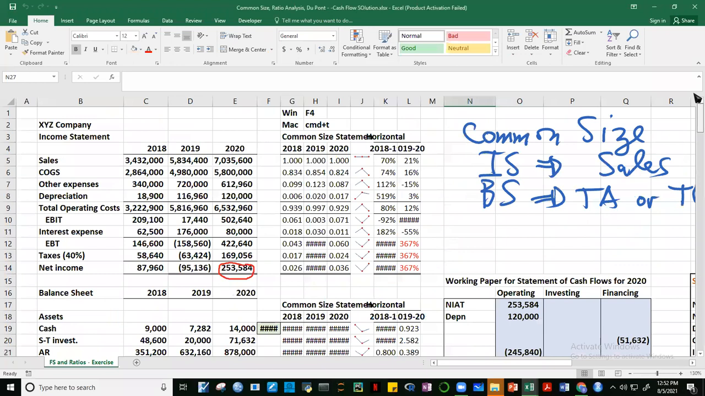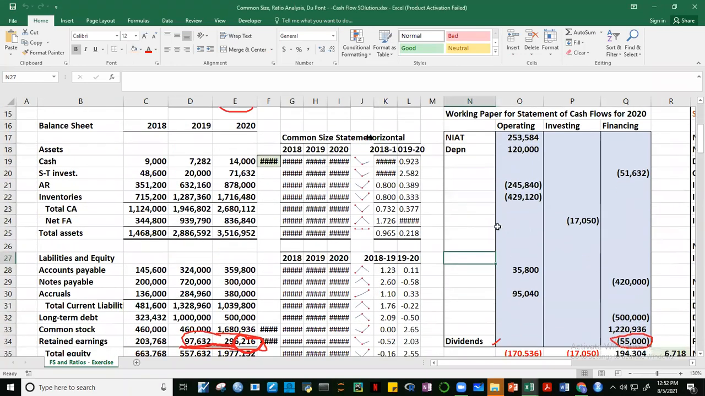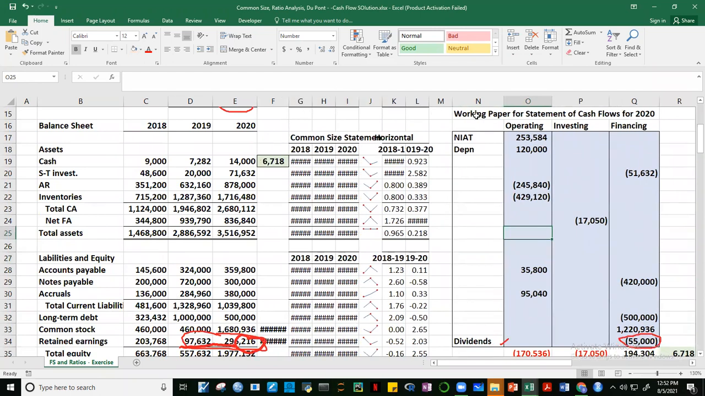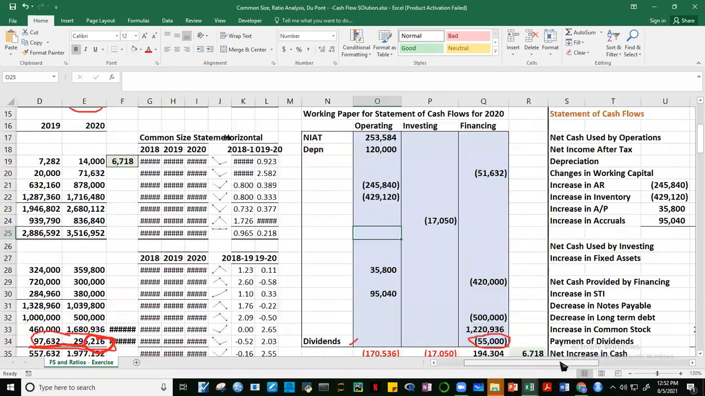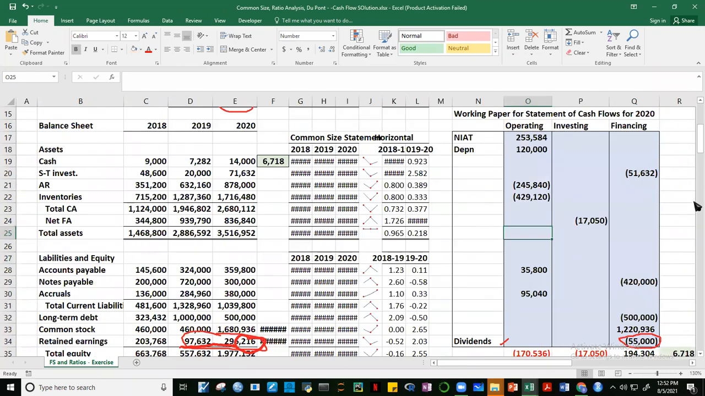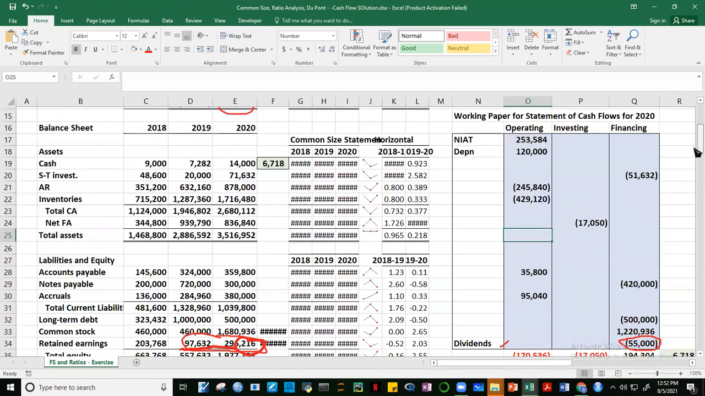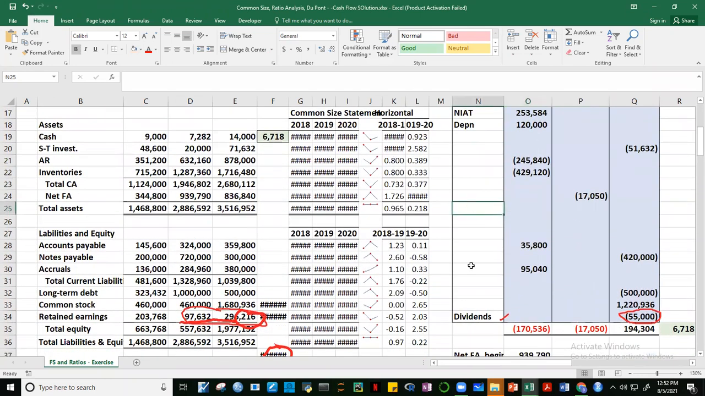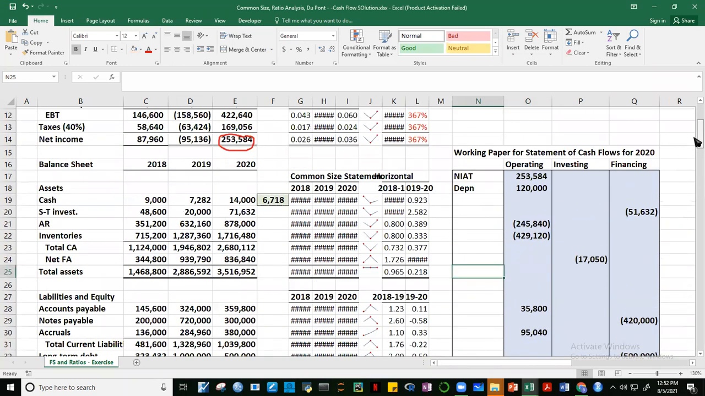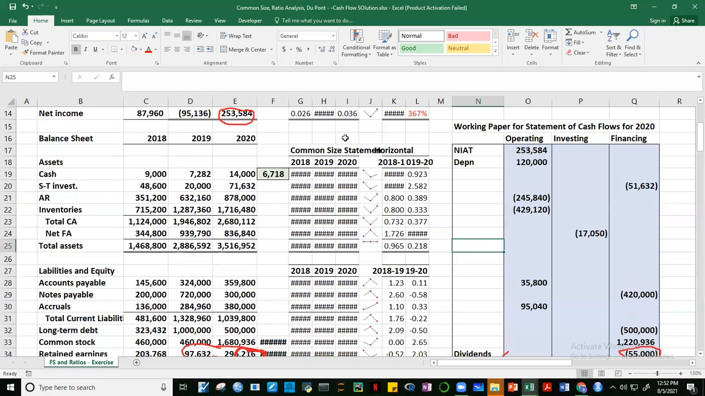Last time I asked you, as an assignment, to do the working paper for the statement of cash flows and formally construct the statement of cash flows. As I said, guys, I'm not going to give you this solution. I'm not going to give you this file because I'll assume that you did this. We'll open the discussion today for questions for those of you who did the assignment.